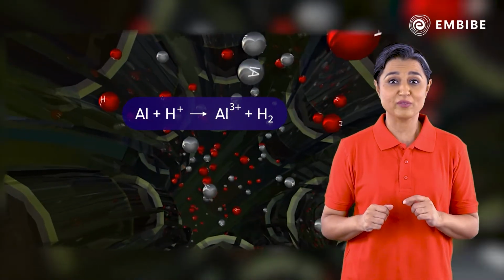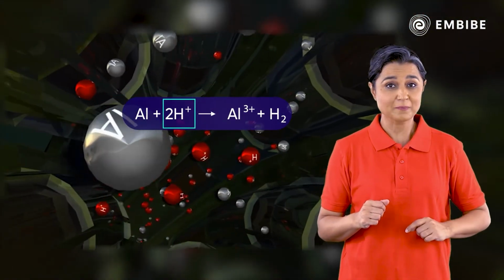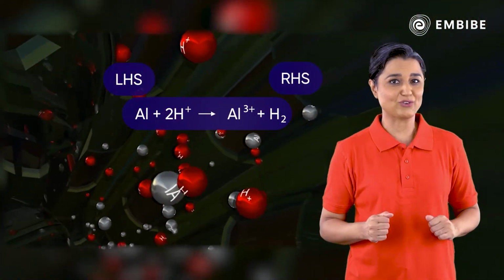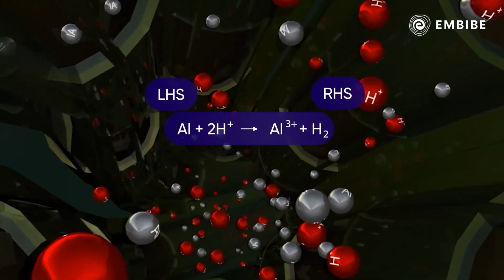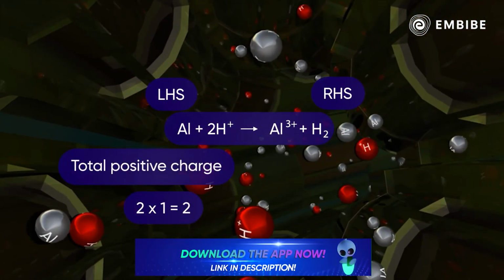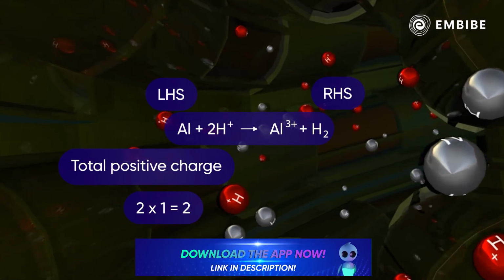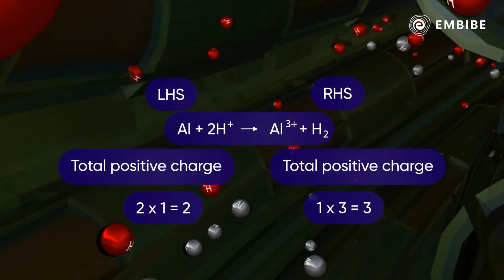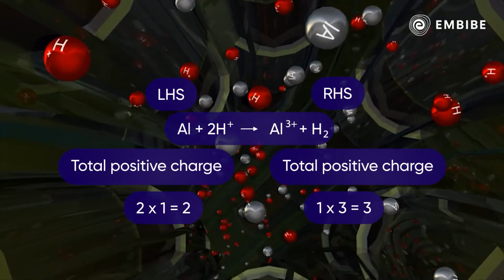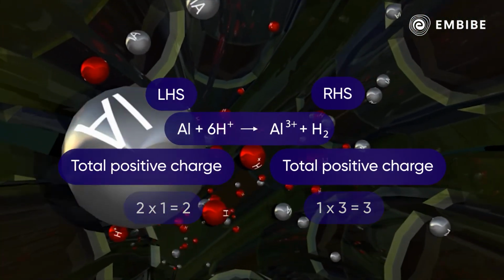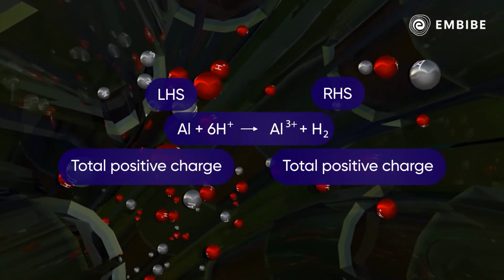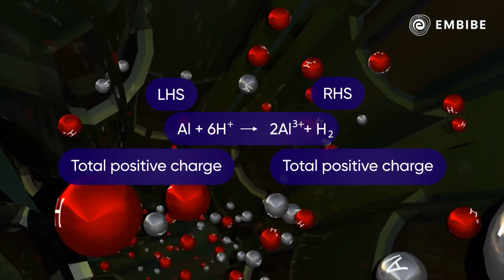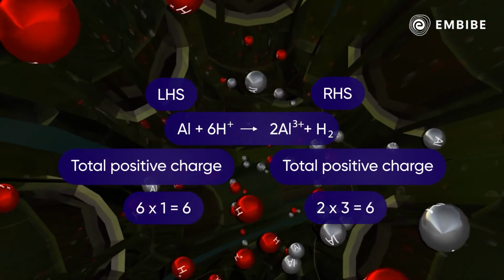If we use coefficient 2 for H+, the equation is balanced atomically but not electrically. As you can see, the total positive charge on LHS is 2, while that on RHS is 3. To have equal charges on both the sides, we will multiply H+ by 6 and Al3+ by 2. Thus, both the sides now have a positive charge of 6.